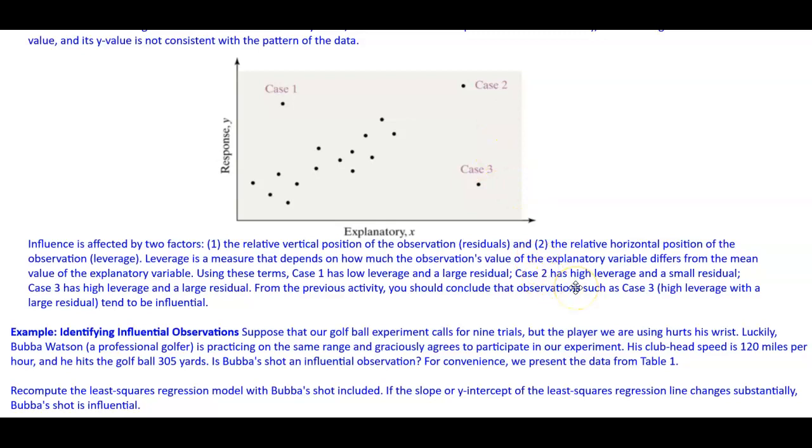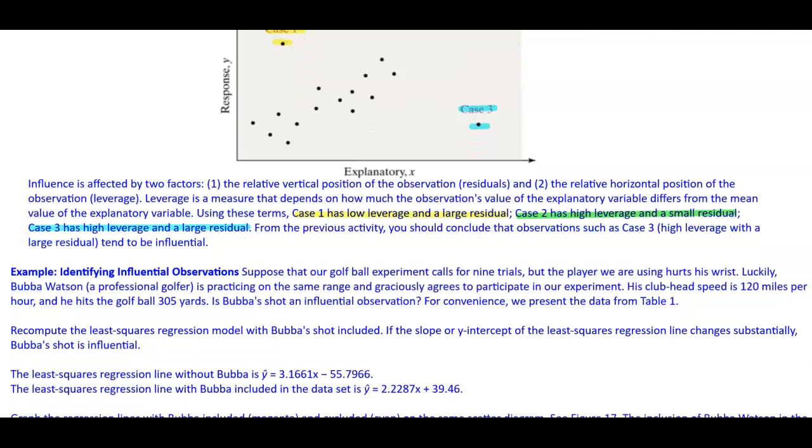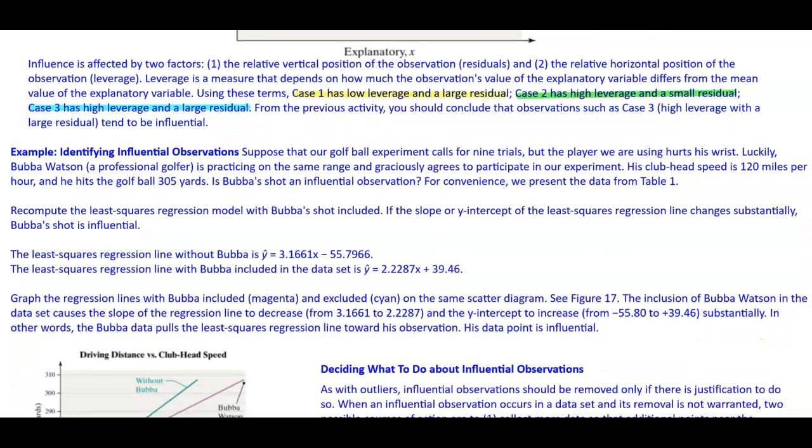Case 2, and let's go ahead and highlight that. So case 1, again, has low leverage and a large residual. Case 2 has high leverage and a small residual. And case 3, we can say, has high leverage and a large residual. So from the previous activity, you should conclude that observations such as case 3, high leverage with a large residual, tend to be influential. So, for example, identifying influential observations.